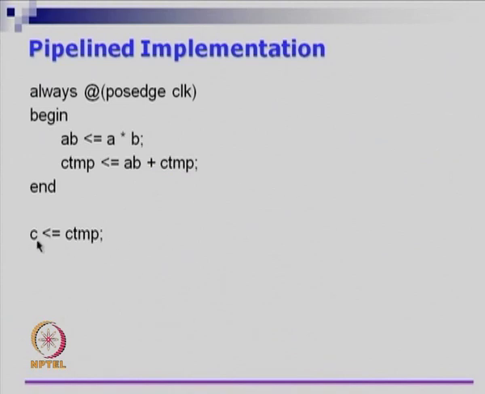If you look at this one, assign C equals C temp is combinational. All it is doing is tapping the register called C temp and giving it to the external world.